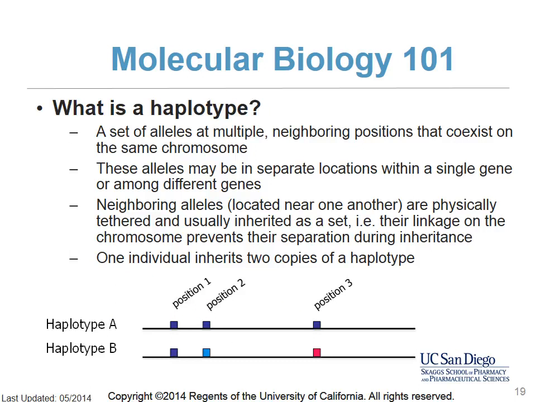A haplotype is a set of alleles at multiple neighboring positions that coexist on the same chromosome. These alleles may be in separate locations within a single gene or among many genes. Different neighboring alleles, which are located near one another, are physically tethered and usually inherited as a set. That is, their linkage on the chromosome prevents their separation during inheritance. One individual inherits 2 copies of a haplotype.